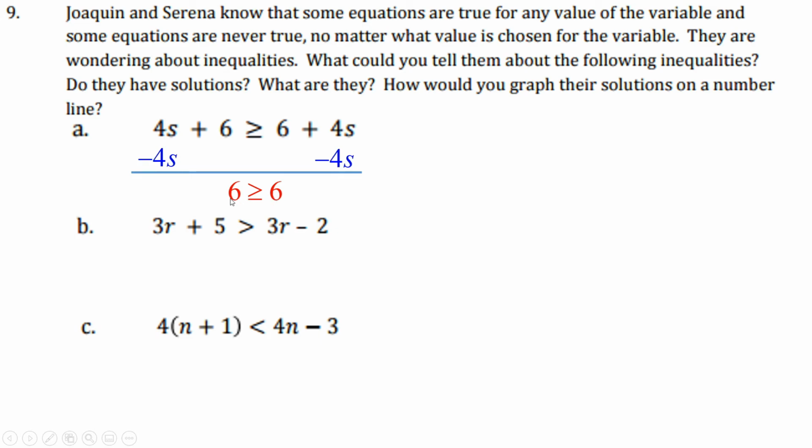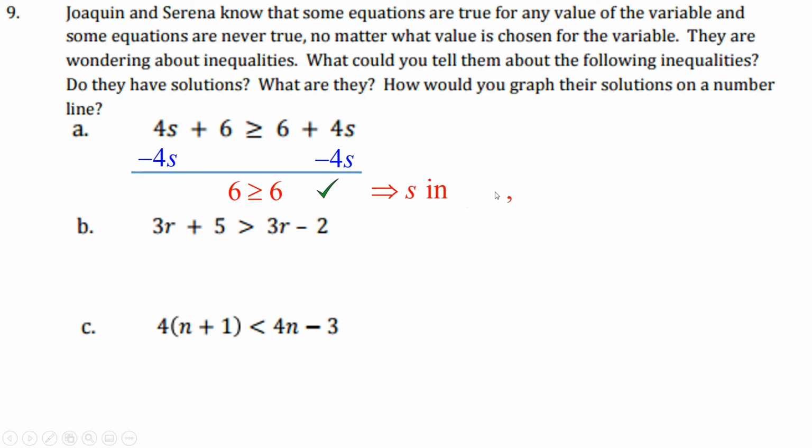And that's true, because 6 equals 6. It worked. All right? So what does that mean if we solve an inequality and our variables just cancel out, leaving us a true statement? 6 is greater than or equal to 6 because 6 equals 6. So that means this. Our variable s in interval notation can be any real number.